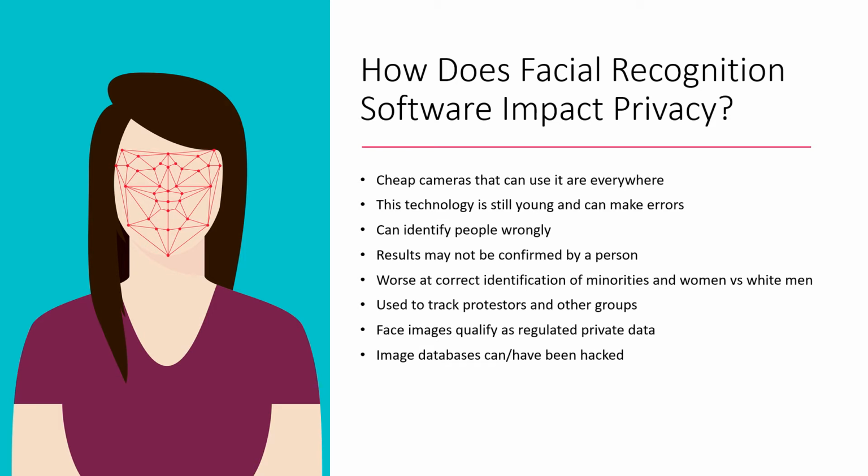In many cases, the results of a facial analysis are not confirmed by a person and are taken, quite literally, at face value. This software also is worse at correct identification of minorities and women. If that is not enough, police have used this software to monitor groups engaged in protected speech, such as protesters, and to make arrests. US ICE has also used it at the US borders.